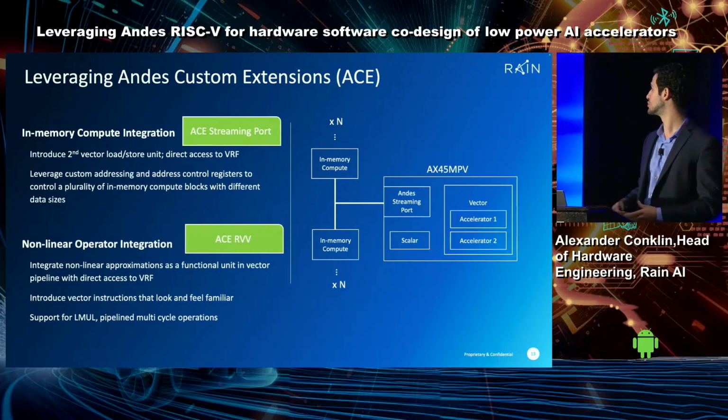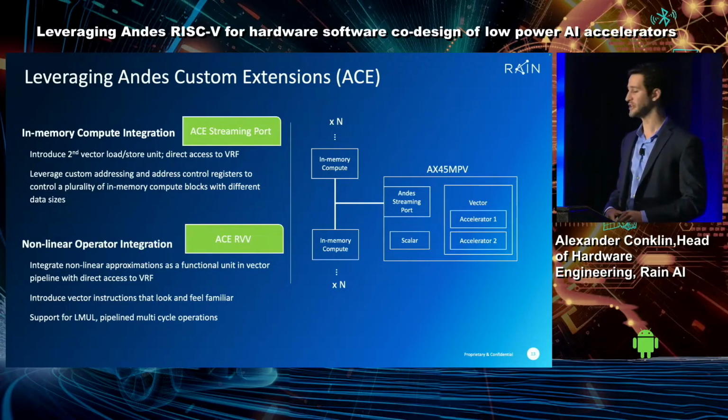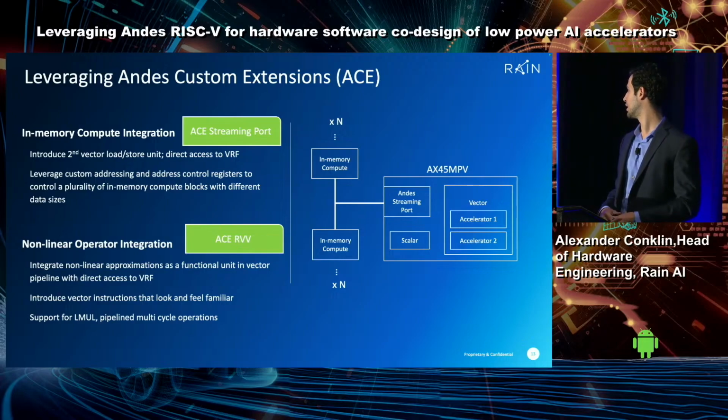For nonlinear operators, we use ACE RVV, and we create a register to register instruction. It's tied closely into the vector pipeline, has direct access to VRF, and we have support for nice features like ELML, these pipelined multi-cycle instructions.